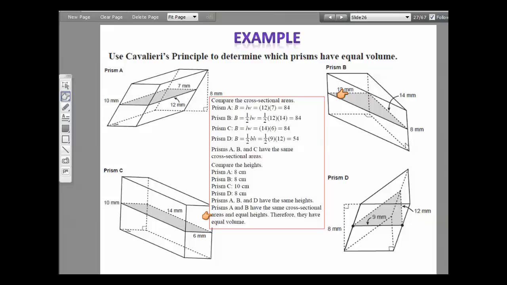Okay? Now, remember when we read the principle, it sounded like a lot of words and it sounded like it was going to be hard, but it's not hard at all. You're just going to have to figure out which ones have equal heights, which ones have cross sections with equal areas. Then you will know who has equal volumes.